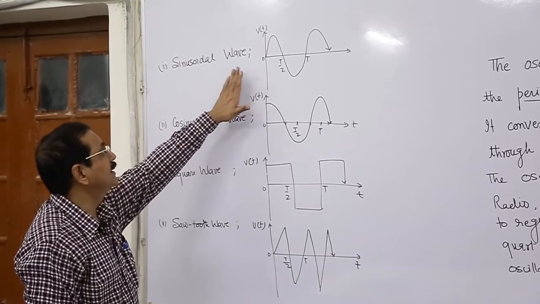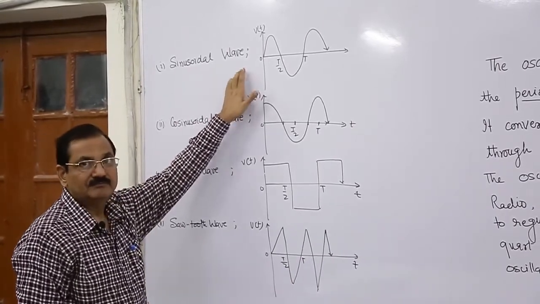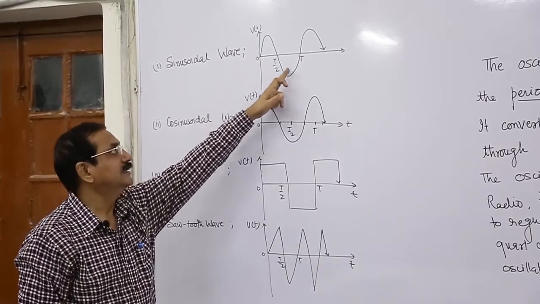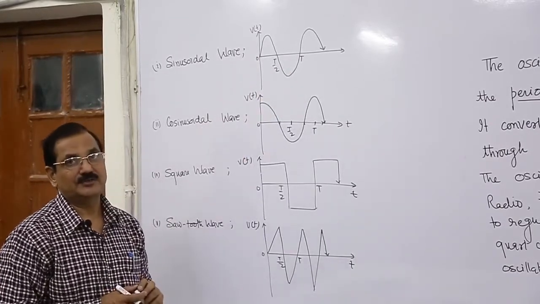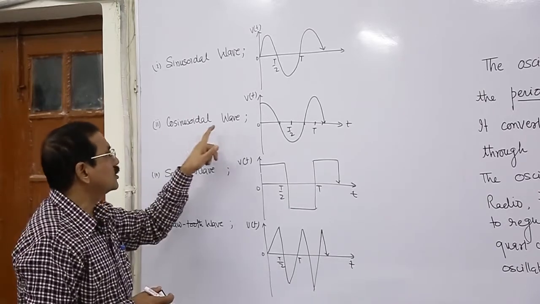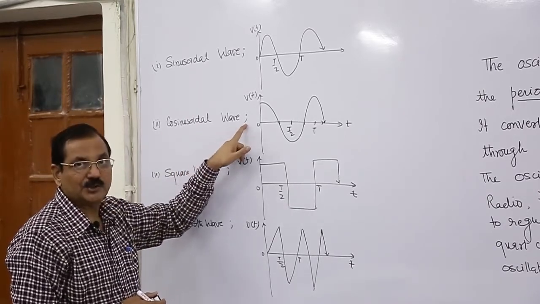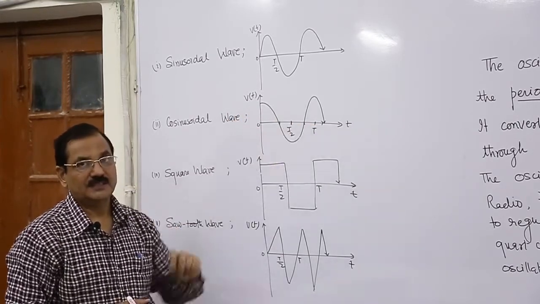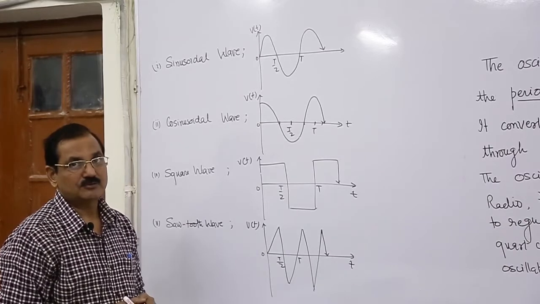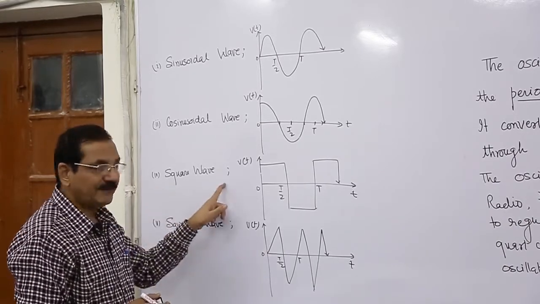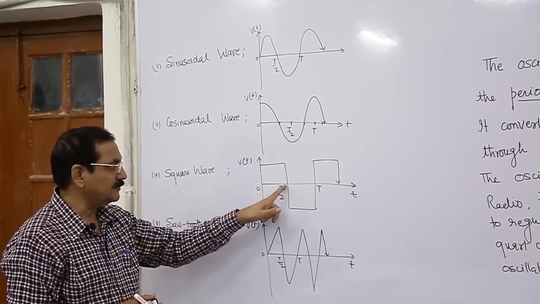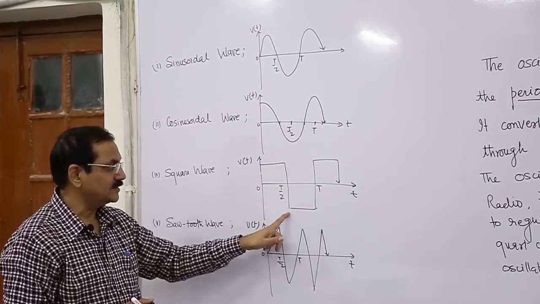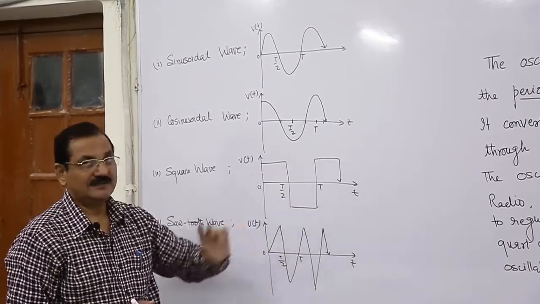Here it is a sinusoidal wave, that is at t equal to 0, the amplitude is 0, and then there is a change of the amplitude with respect to time. Cosinusoidal wave, when t is 0, the amplitude is maximum, and then there is a variation of the wave with respect to time. The square wave, at a particular time t by 2, the amplitude is constant and then it is constant and then 0.